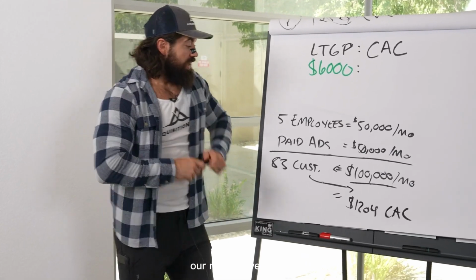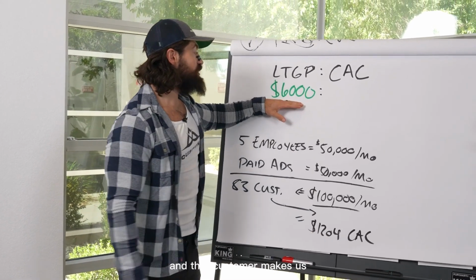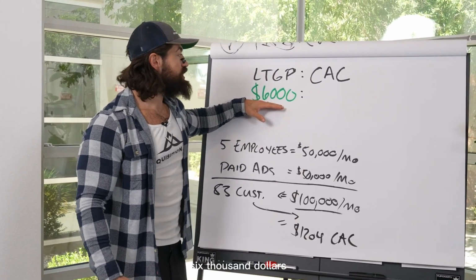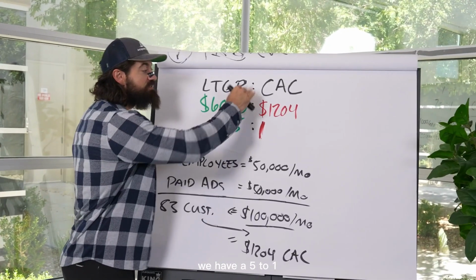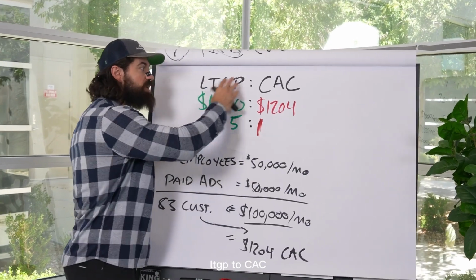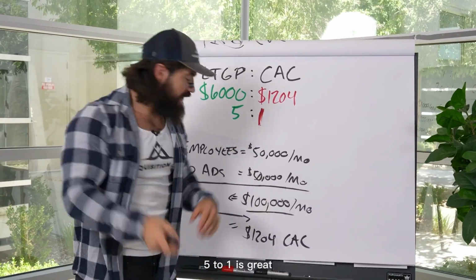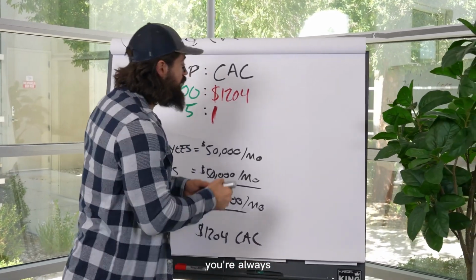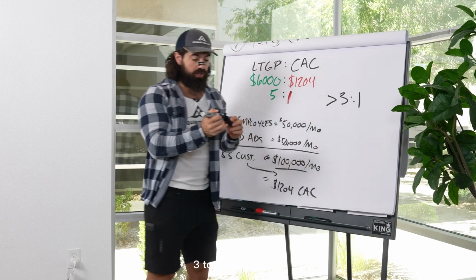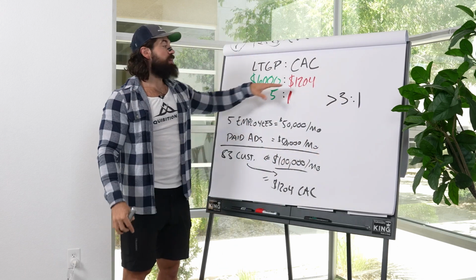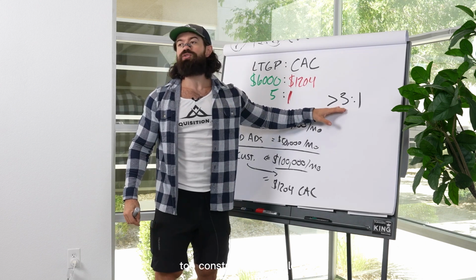Let's look at our math. If it costs us $1,204 to acquire a customer, and that customer makes us $6,000 in lifetime gross profit, we're killing it. So that means that we have a 5-to-1 LTGP to CAC ratio. And if you're wondering, is that good or is that bad? 5-to-1 is great. You want to make sure that you're always at least greater than 3-to-1. Meaning your lifetime gross profit is at least 3 times greater than how much it costs you to make that money. Otherwise, you'll be too constrained to scale.